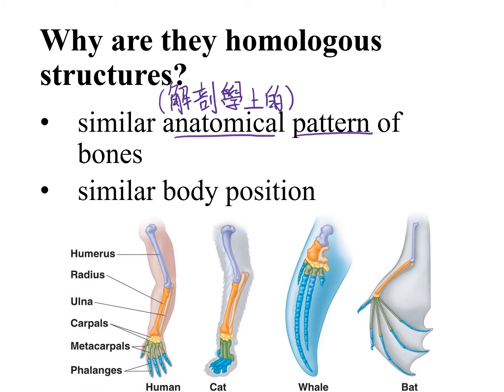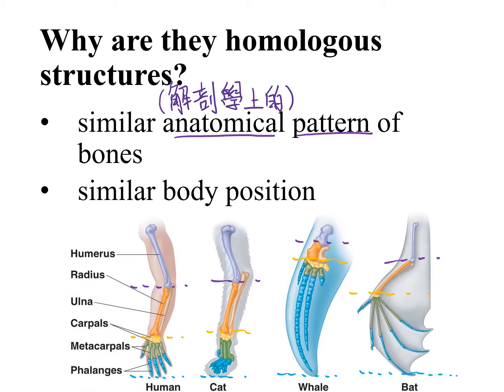In the case of a human, a cat, a whale, and a bat, all of them have a long bone in the upper part of their limb. One long bone. And then they have two long bones in the middle part of the limb. And then at the lower part of the limb, they usually have 5 smaller bones, or we call these 5 digits.